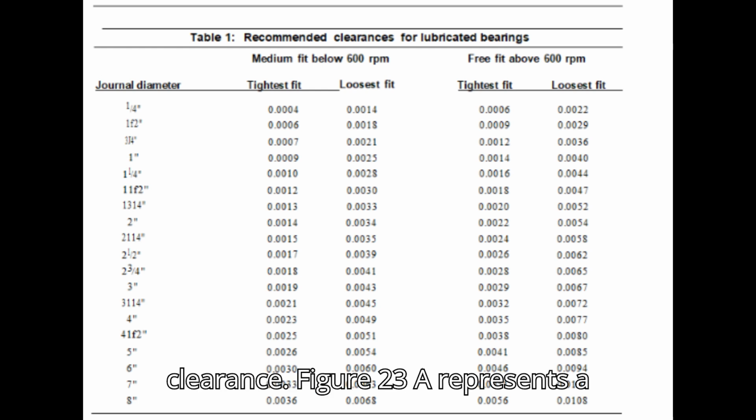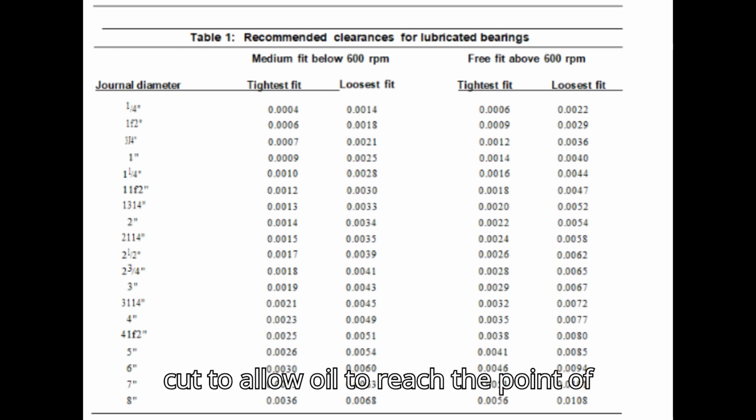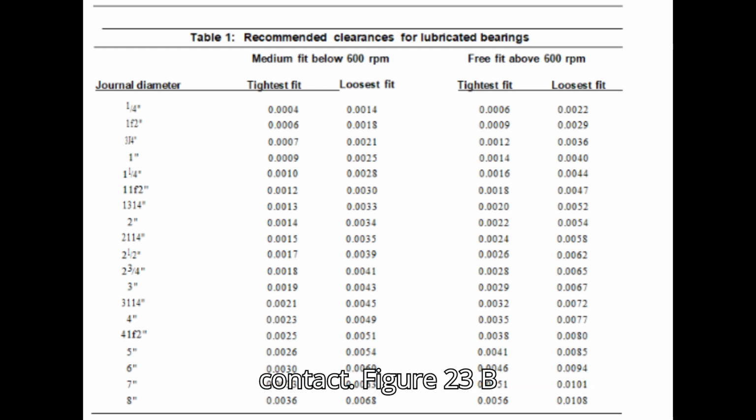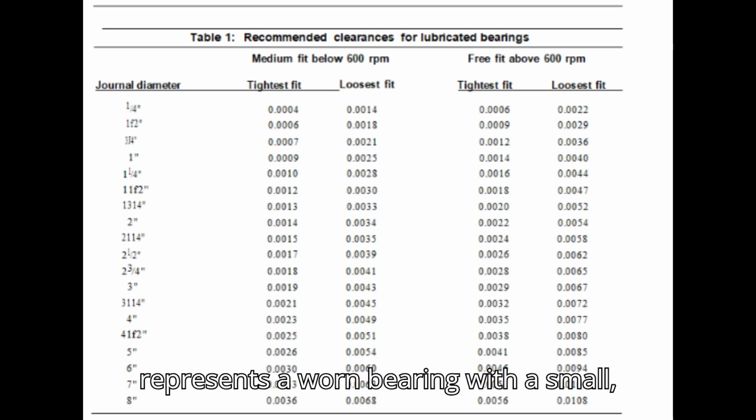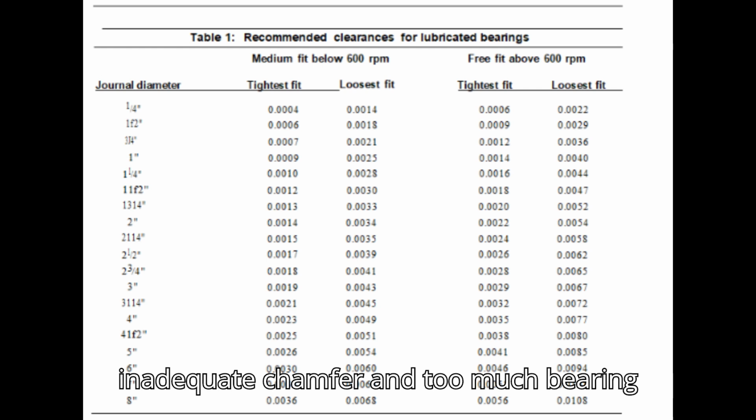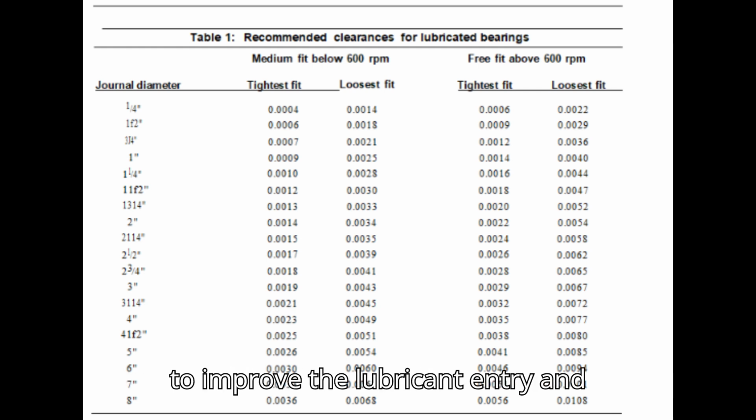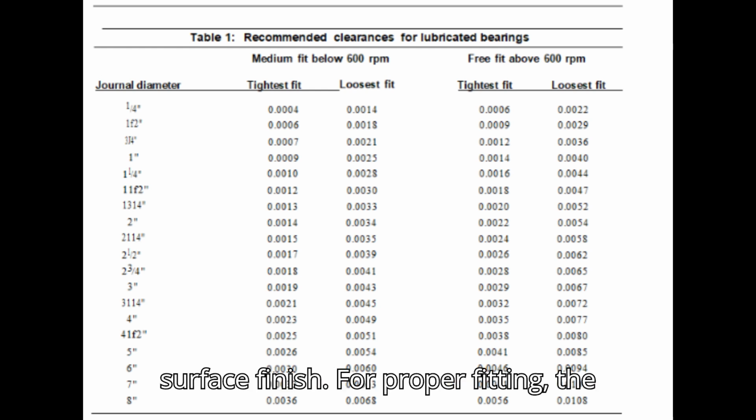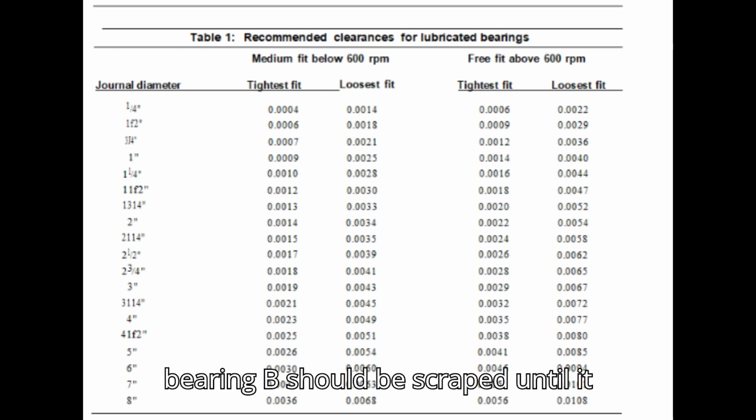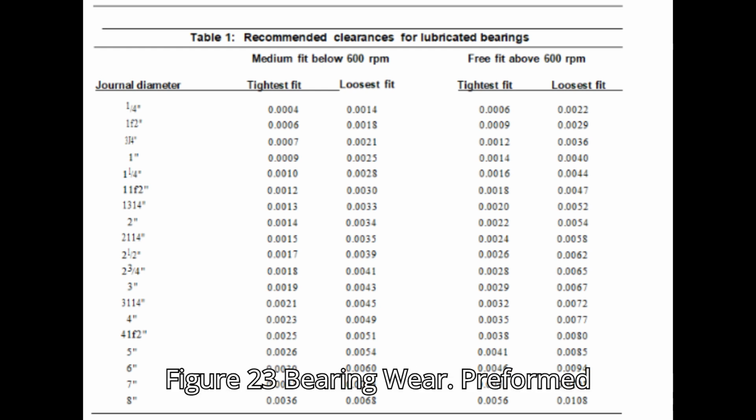Figure 23a represents a new bearing installation with a chamfer cut to allow oil to reach the point of contact. Figure 23b represents a worn bearing with a small, inadequate chamfer and too much bearing contact. You can scrape the worn bearing to improve the lubricant entry and surface finish. For proper fitting, bearing B should be scraped until it resembles bearing A. Figure 23, bearing wear.